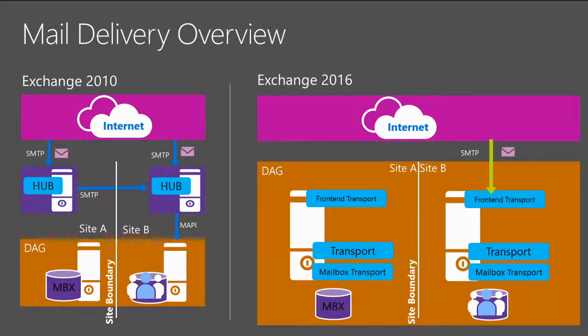I'll briefly highlight the components in 2016, and then we'll go deeper into them. You'll see that there are 3 components, in this case, all shipping on the same box. Not the case in 2013. You do have a CAFE box in 2013 that has the front-end component. So you have 3 components: the front-end transport, and mailbox transport. Mail comes in via SMTP, always hits the front-end transport first. It doesn't matter whether it's on the mailbox server or on the CAFE server, it always gets hit first.